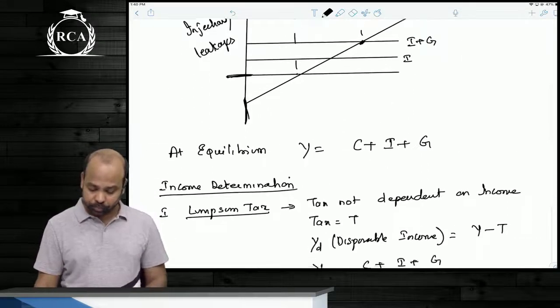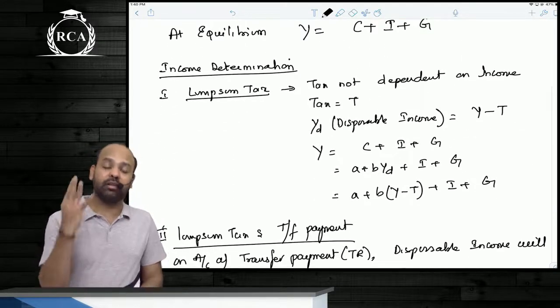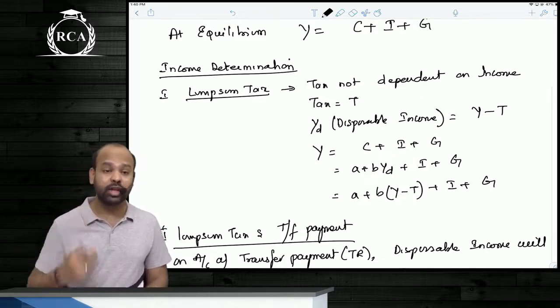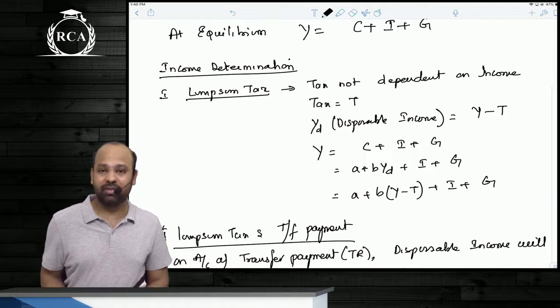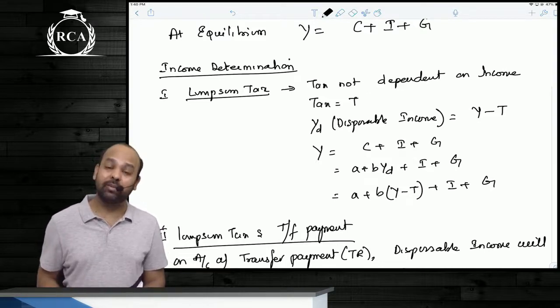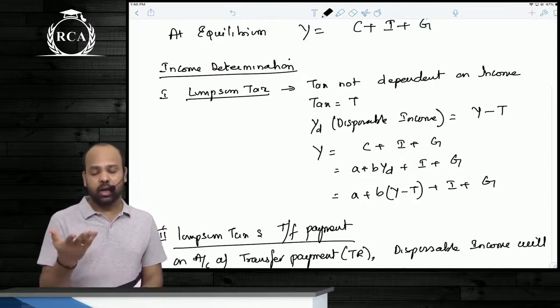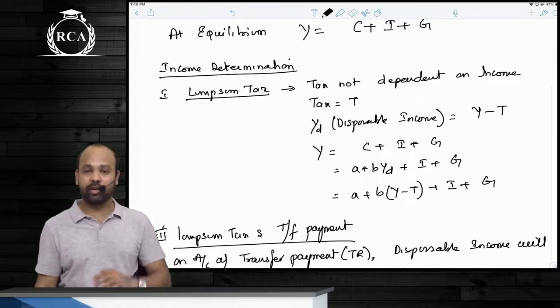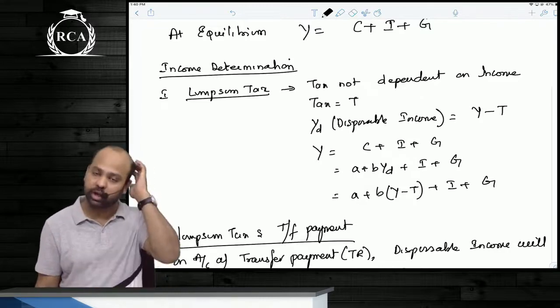Here, for determination of income, we divided them into 4 cases. What if the government is levying a lump sum tax? That will reduce the amount of disposable income. We will write YD as Y minus capital T. What if the government is imposing tax as a percentage of income? So that would be lump sum tax and transfer payments, sorry. If there's a lump sum tax and transfer payments, minus T plus TR to your national income.